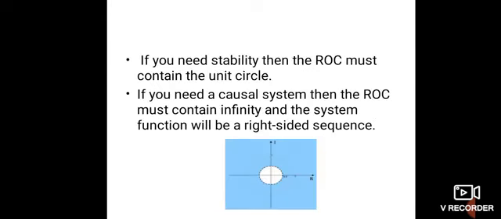Next, if you need stability, then the ROC must contain the unit circle. Now what does it mean, unit circle? We are drawing one circle whose radius is equal to 1, and if the ROC contains this unit circle, then we are talking about the stability of the ROC. So if you need stability, then the ROC must contain the unit circle.